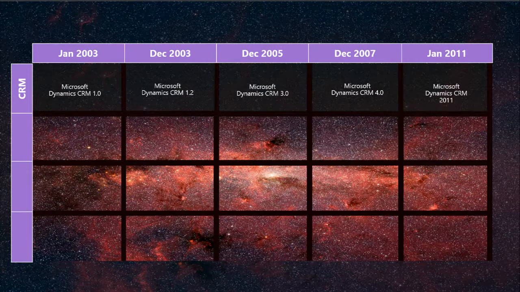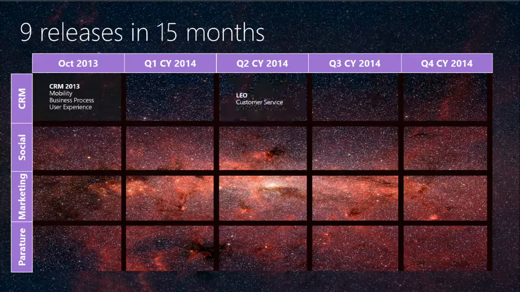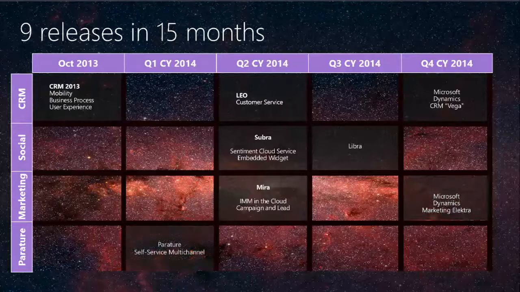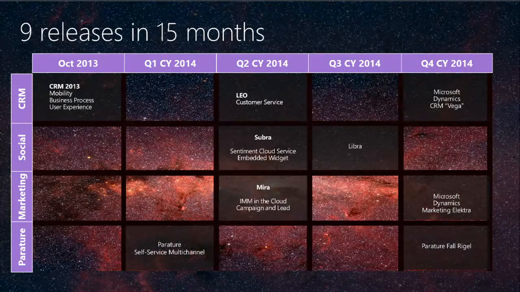So in 2011, the team and the product took a reset. And we spent the next couple of years figuring out how we start moving faster to meet this cadence. If you look at the first 9 years or so, we had 5 releases. In the next 15 months, 9 releases. This is until the end of last year. There's a lot more if I started putting it here now. We not only iterated on CRM Online, but we also brought 3 new products into the family of CRM: Parature, Dynamics Marketing, and Social Engagement.